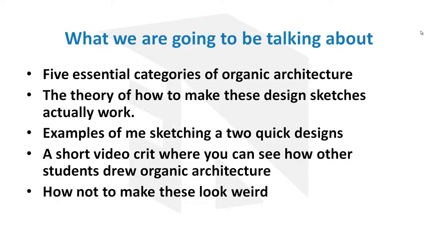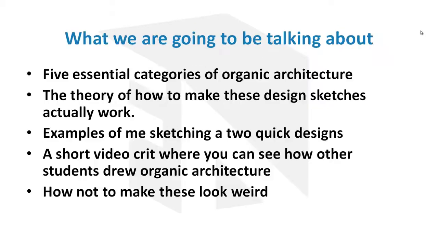So what am I going to talk about? There's 5 essential categories of organic architecture. These are the kind of 5 I've sussed out. There might be a bit more, but we are just going to be focusing on these main 5. We are going to talk about the theory about how to make these designs actually work. There are examples of me sketching a couple of quick designs. There's a short video crit where we are going to be looking at drawings your colleagues did, and we are going to focus on how not to make these organic designs look weird. Mistake there in the presentation. Right, let's go.